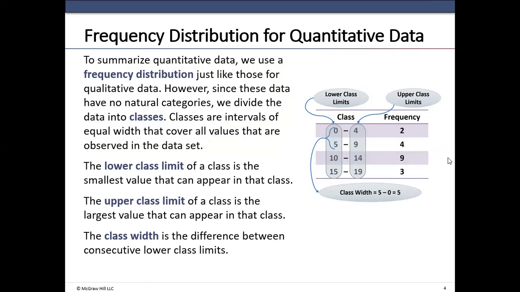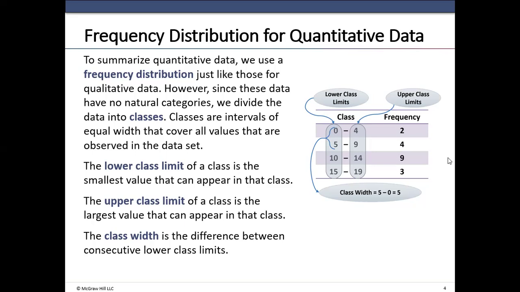For example, the first class is between 0 and 4. The lower value, 0, is called the lower class limit. The upper value of 4 is called the upper class limit. The next class starts from 5 to 9. Notice the frequency or the count in the class between 0 and 4 is 2. That means in the original data, which we do not see here, there are 2 points between 0 and 4. Similarly, there are 4 points between 5 and 9.